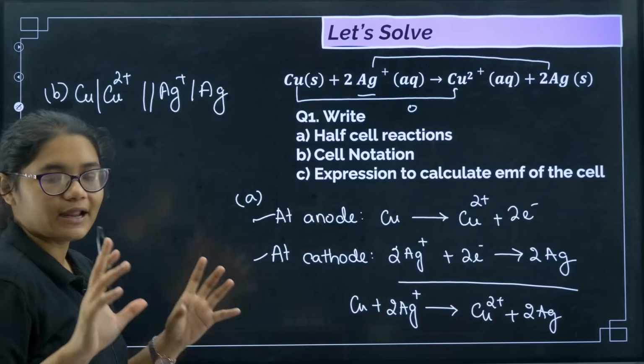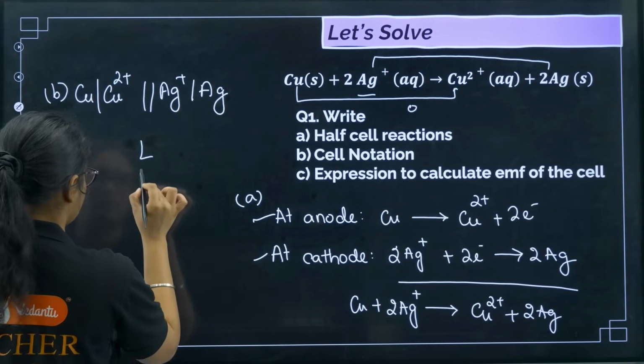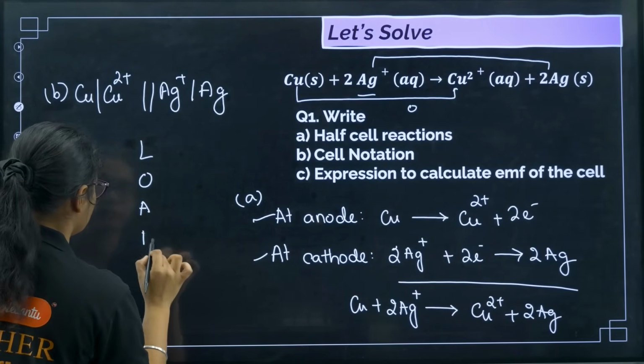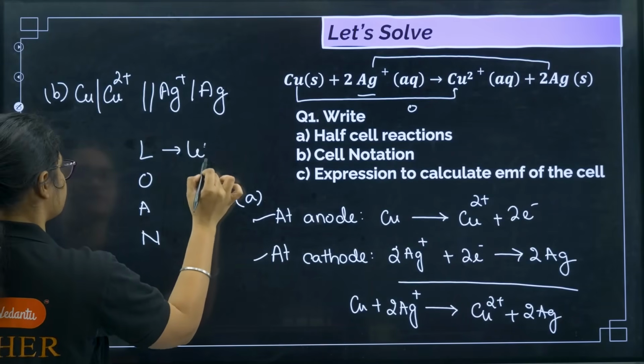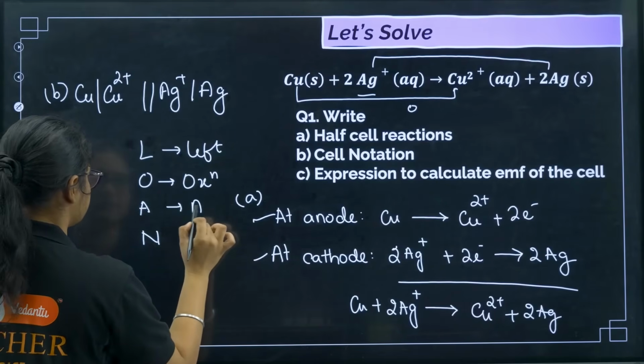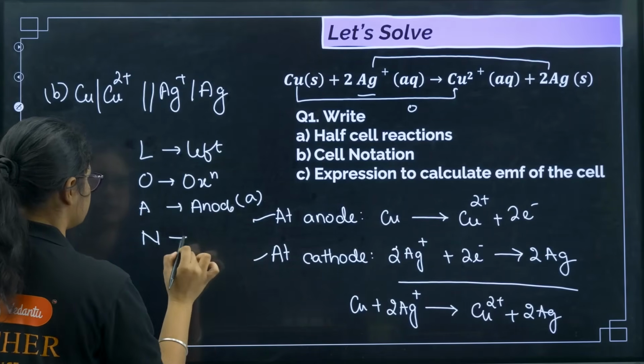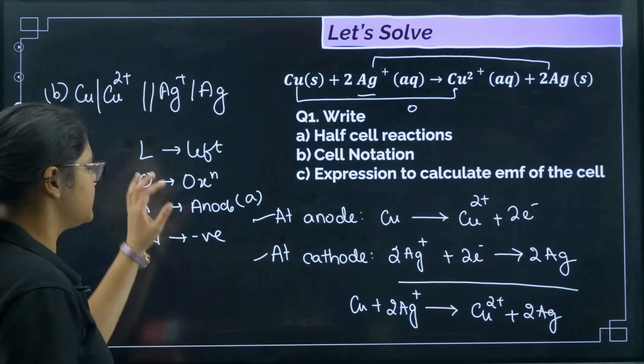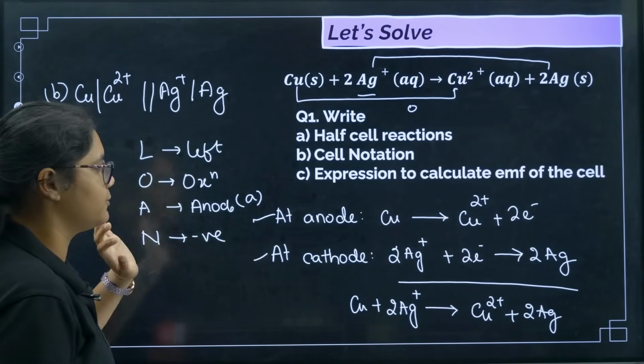Here I want to tell you a mnemonic that you should always remember. It is LOAN. What is LOAN? L stands for left, O stands for oxidation. Oxidation takes place at the anode, and the anode charge is negative. Please remember this one. This will solve all of your problems.